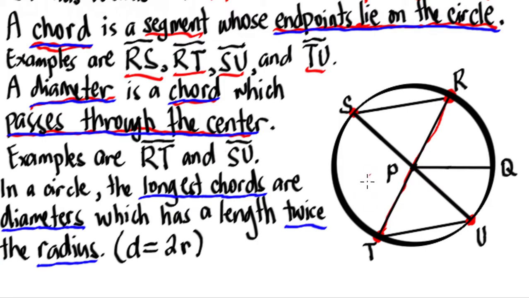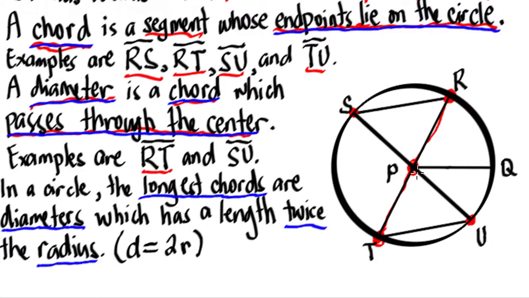So what are our diameters here? Some examples are, in this particular example, RT. Why is RT a diameter? Because RT is a chord. We know it's a chord by the definition, because its endpoints are on the circle.